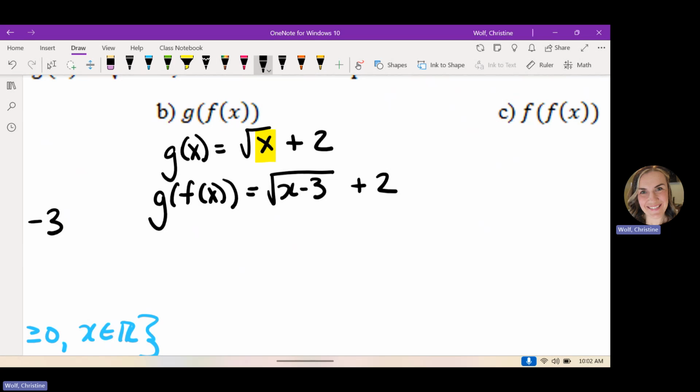Okay. I asked you for the domain again. So for the domain of this guy, it's this new guy. Okay. So the restriction comes from this now. So your restriction has changed a little bit. So your restriction, the x minus 3 has to be greater than or equal to 0. Therefore, x has to be greater than or equal to 3. And that is the same as the domain.